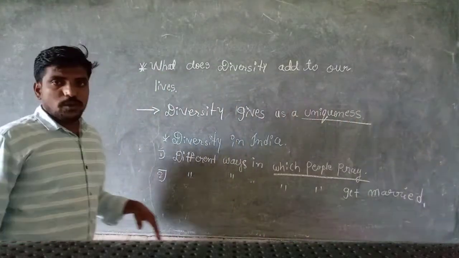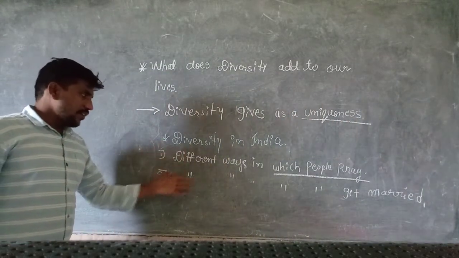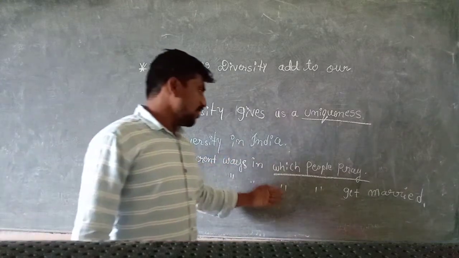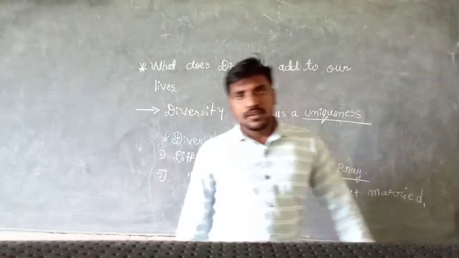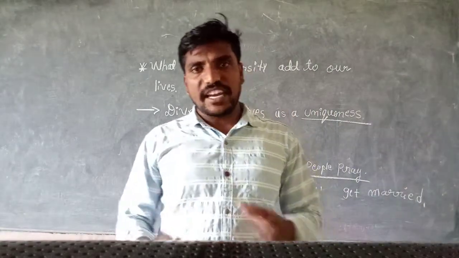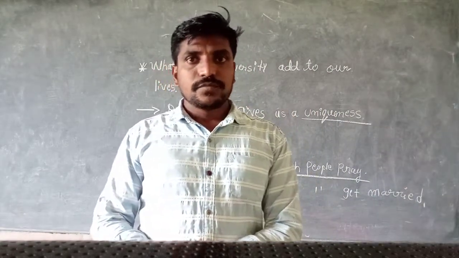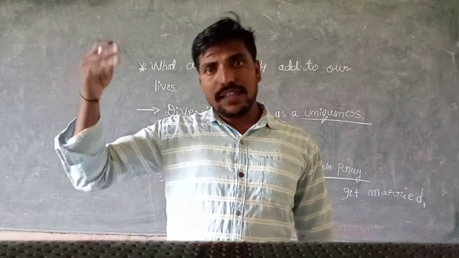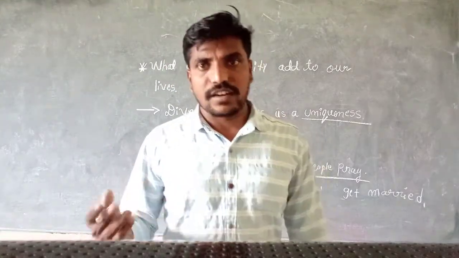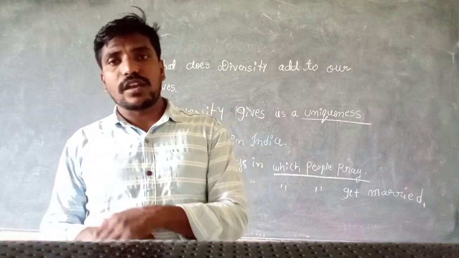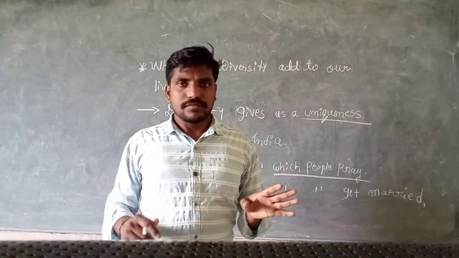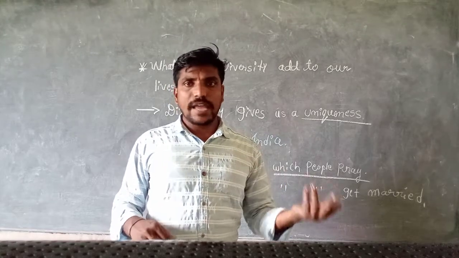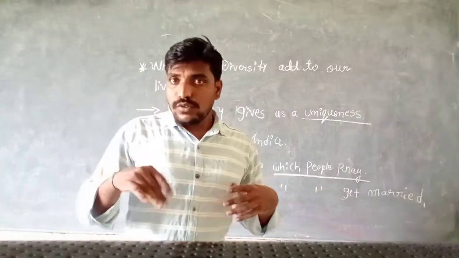So what is our next point, children? Different ways in which people get married. So probably we have seen many of the marriages, isn't it? So in other countries, what happens? Let me tell you about other countries first. Everybody used to get married, isn't it? So marriage should happen in our life.